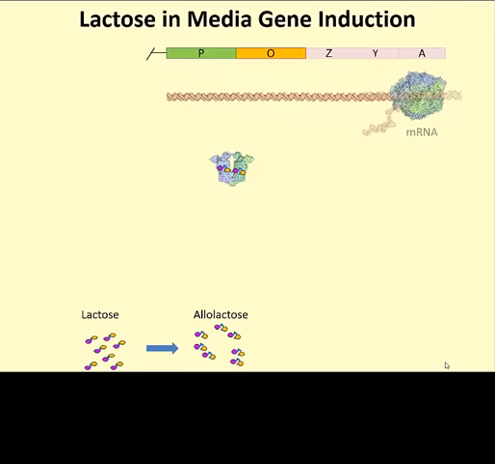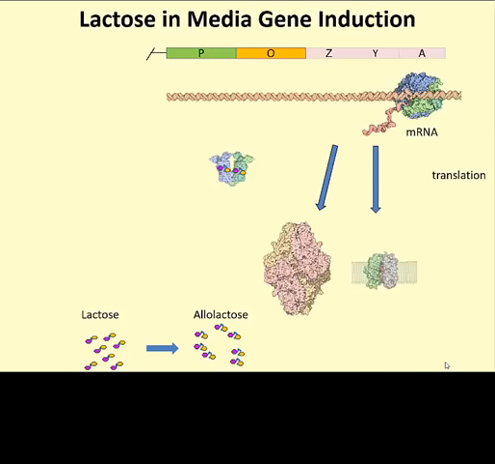As a result, the repressor is no longer able to block the binding of RNA polymerase to the promoter. The three LAC genes are then transcribed into mRNA, and the three proteins encoded by the genes are synthesized. Once the LAC genes are expressed, lactose is metabolized to galactose and glucose.